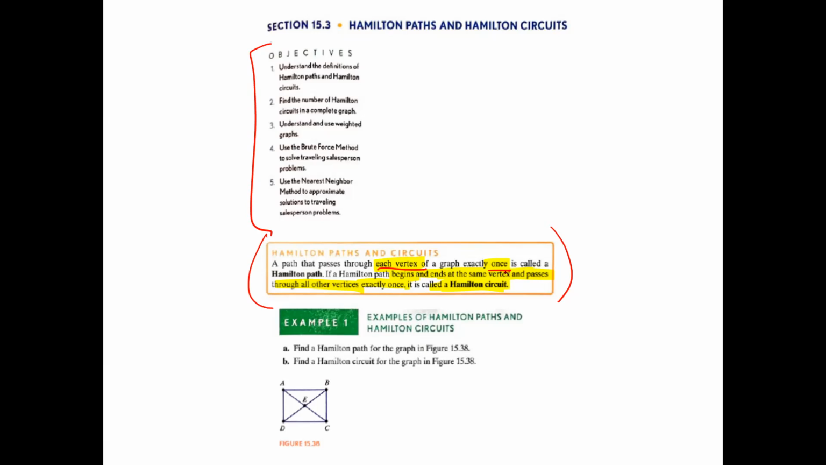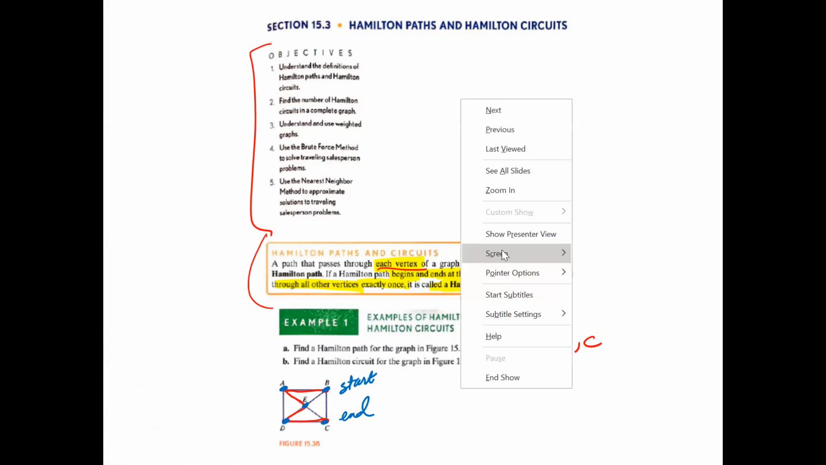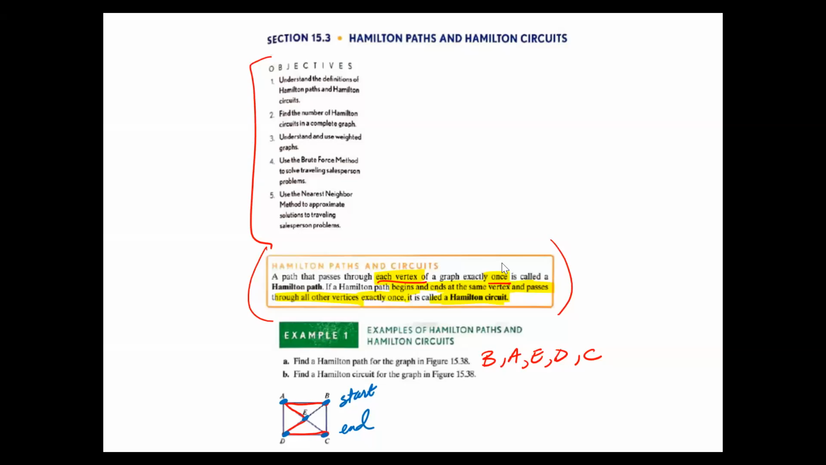So let's say, for example, I am going to start off with B. From B, I'm going to go over to A. From A, I'm going to E. From E, I go to D. And then from D, I end with C. And if you look at this, you did touch every single vertex once, okay? But you did start at B and you ended at C. Okay, so there is your Hamilton's path.